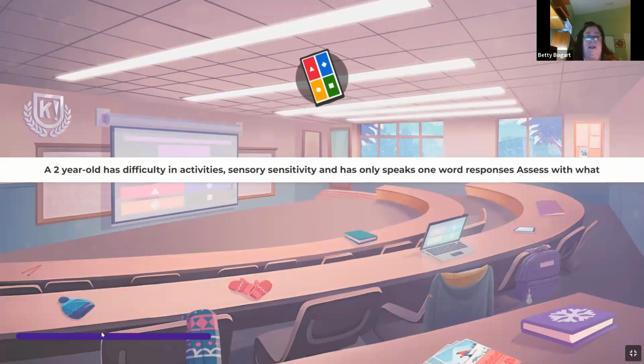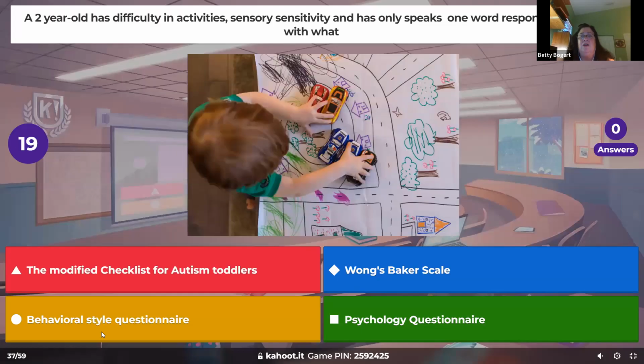A 2-year-old has difficulty in activities, sensory sensitivity, and only speaks one-word responses. How are you going to assess these behaviors? It's a 2-year-old, only one word at 2. They should have up to 4-word sentences, right? Something's not right. Sensory sensitivity. These are big, big red flags that are going off.